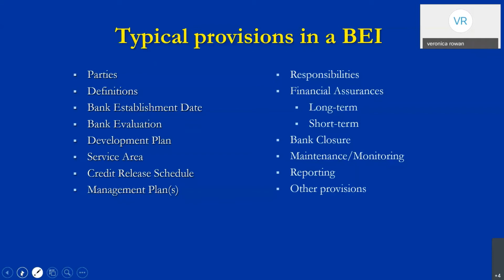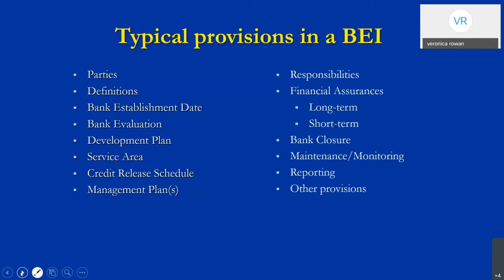Obviously, all the credits are sold out, but there are other things that could need to be met for the bank to close, depending on what the agencies think they need and what the bank sponsor agrees to in the BEI for a particular bank. It varies.